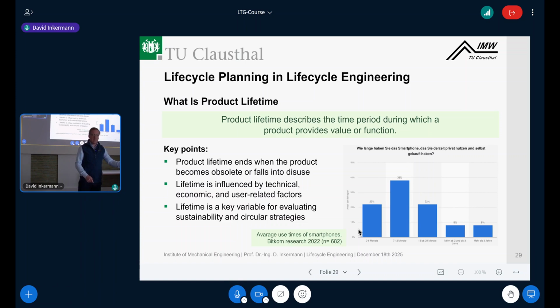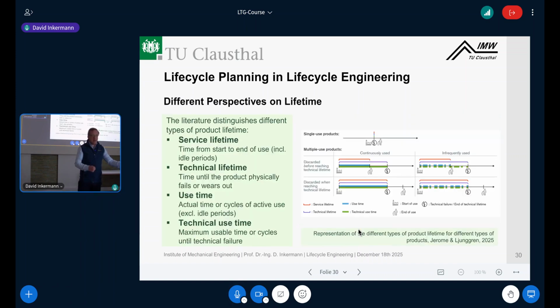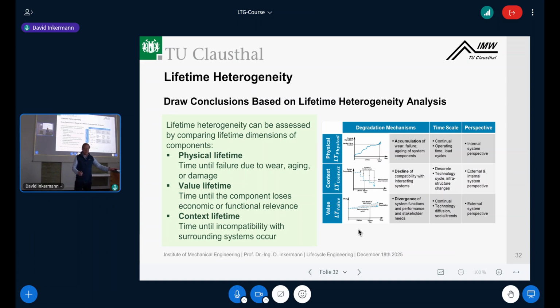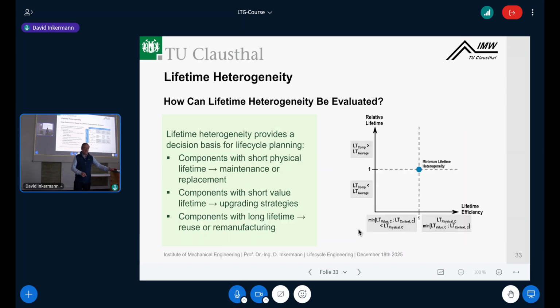And again, it is important, as I mentioned before, to take this perspective of the different lifetime dimensions for the single components. Because that enables us maybe to give a new housing or a new design to your smartphone, and then you would be willing to continue using it. That's the component level to be addressed here.